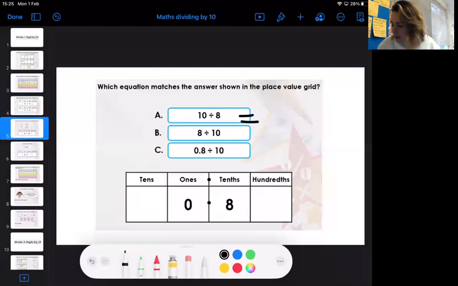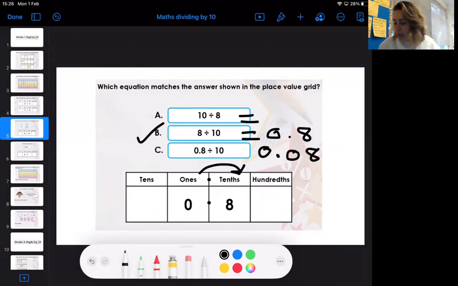We have here 10 divided by 8. Well, we know that that is not going to be 0.8 because we're talking about dividing things by 10. Now we've got 8 divided by 10, 0.8. 0.8 divided by 10, we would need to move it across again on our place value grid. So that would be 0.08. So B is the correct answer.